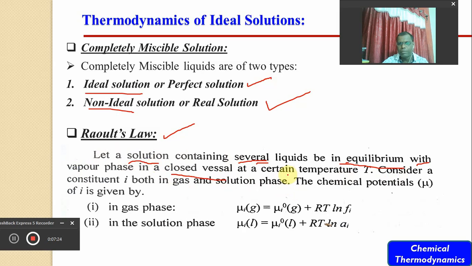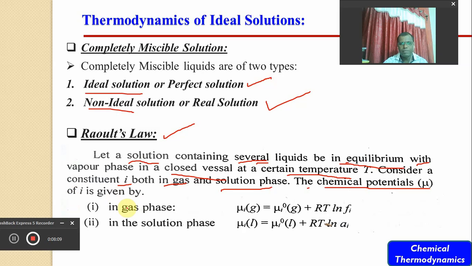in a closed vessel at a particular temperature T. In that system, if we consider any component, suppose that component is indicated by i, it is present both in the gas phase as well as the solution phase. For example, suppose you talk about a water system in which along with the water some other components may be present, but this water can exist in the liquid form as well as the gas form. It means it can exist in the solution phase as well as the gas phase.